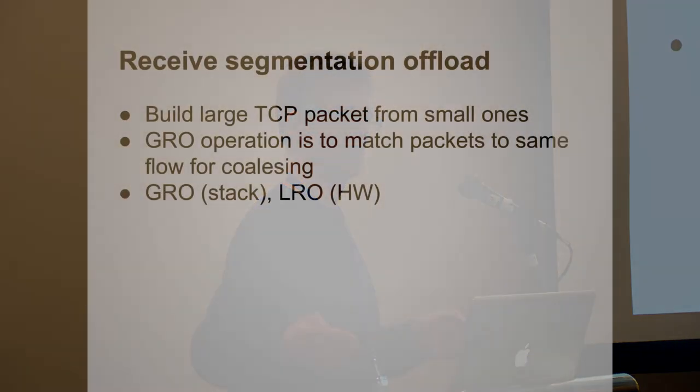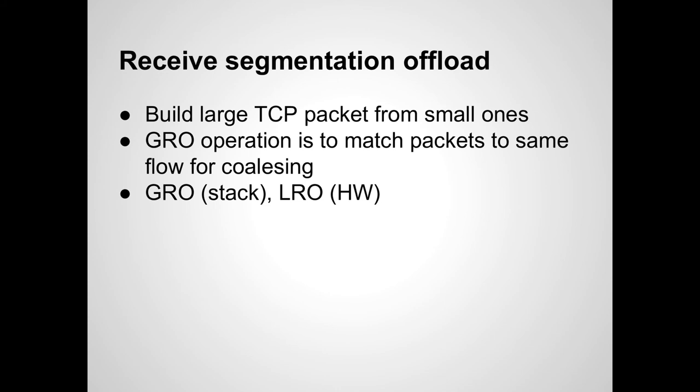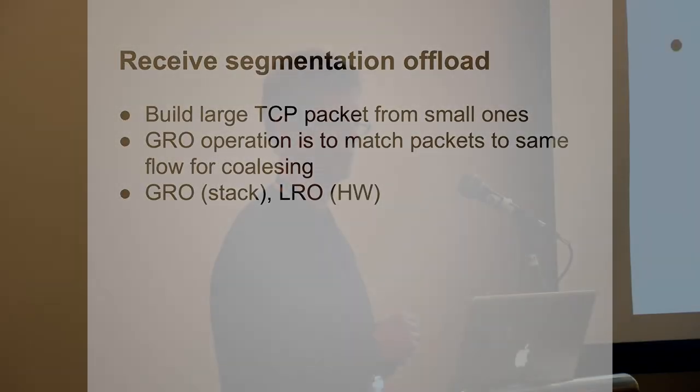Okay, turning to receive segmentation offload, this is kind of the converse to transmit. So in this case, we're starting with a whole bunch of small packets that we get off the network for a flow or TCP connection. Basically construct those into one large packet, again, very low in the stack or in the device, and then send that up, and the stack only has to process a large packet instead of dealing with a whole bunch of small TCP packets. So in the stack, this is generic receive offload. In the hardware, it's called large receive offload.